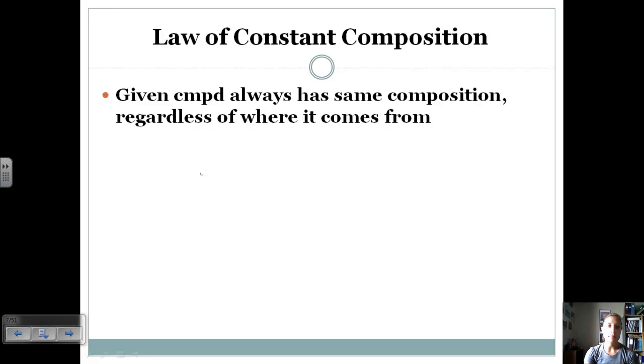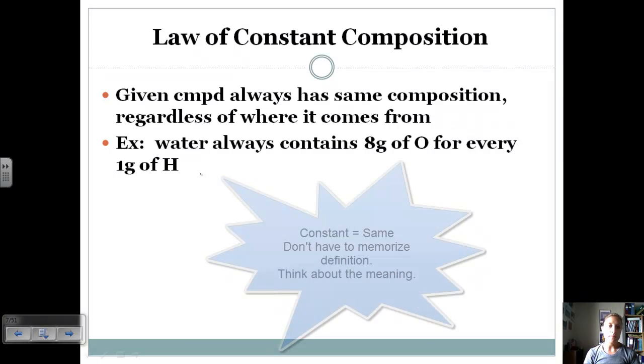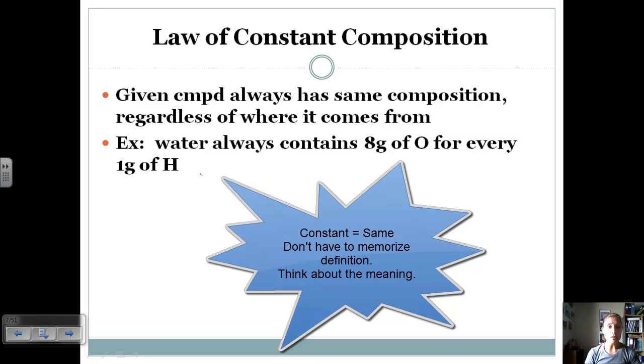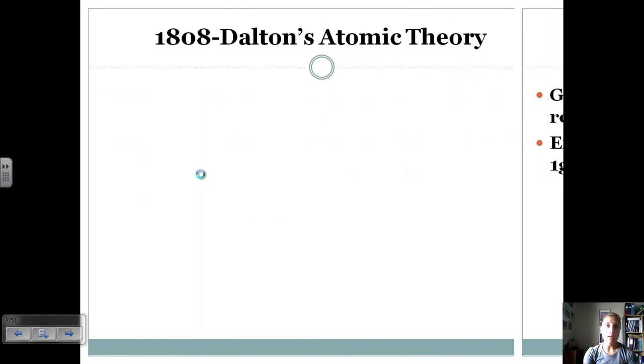Okay, well, when we take elements and form compounds, we come up with what's called the law of constant composition. And that says that a given compound always has the same composition, regardless of where you get it from. So, for example, water always contains 8 grams of oxygen for every 1 gram of hydrogen, and it always has to be that ratio. Otherwise, if the ratio is different, it's not going to be water anymore, it would be some other compound. So no matter where you get water from, it's going to be this ratio, otherwise it wouldn't be called water, it's another compound.